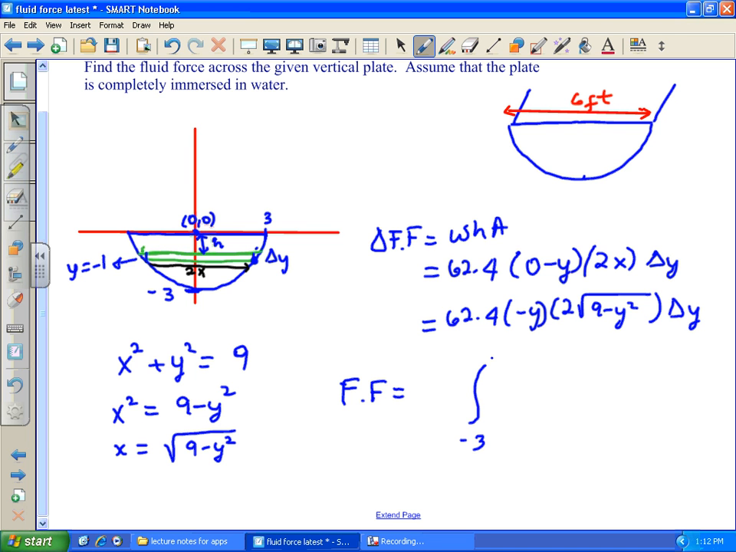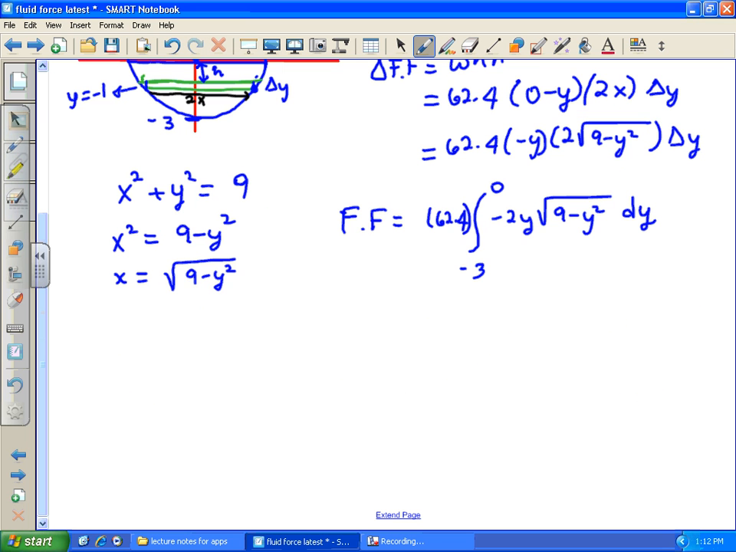Let's take out the constants up front. We have 2 times 62.4. Inside, for this particular case, I'm going to keep the negative 2y in there because I'm going to need it for my u substitution anyway. You can do it any way you prefer, but for this case, I find it helpful to leave the 2 inside the integral. Would everybody agree with the setup that we have so far?